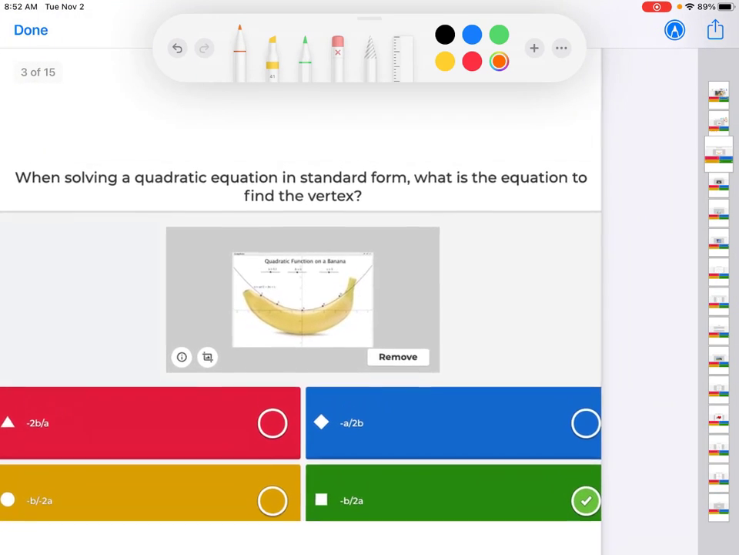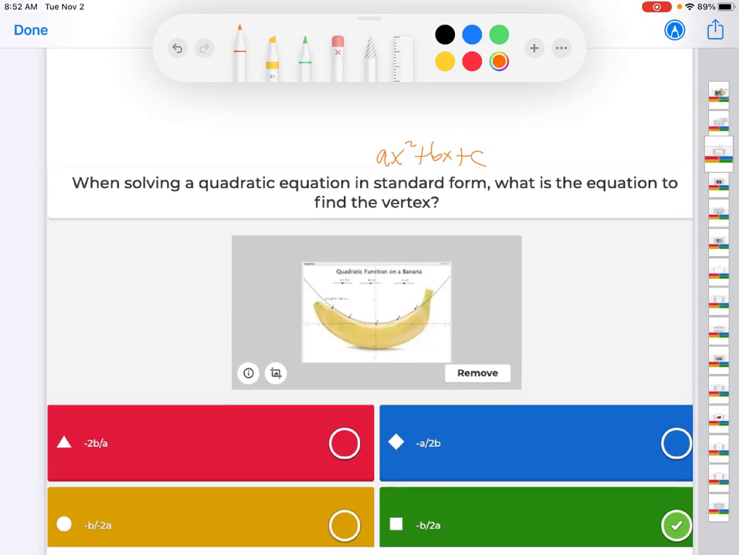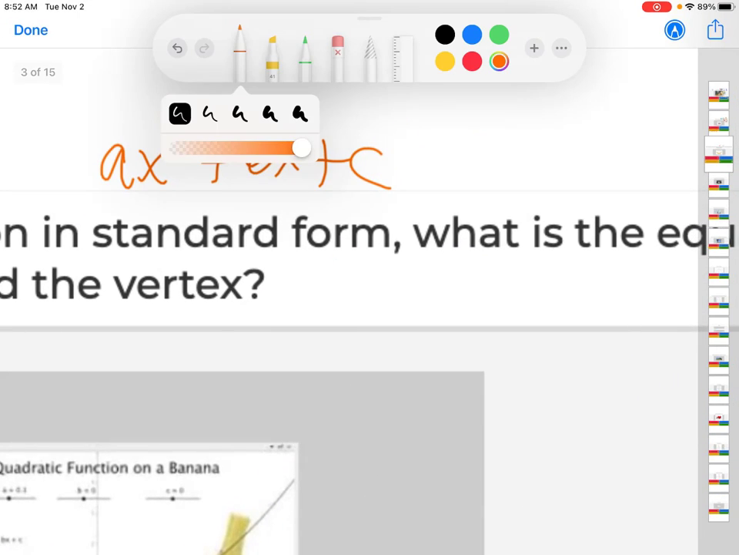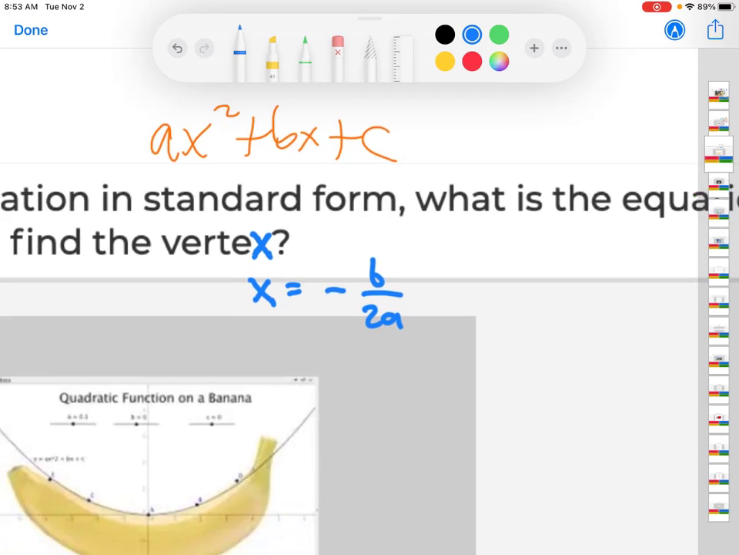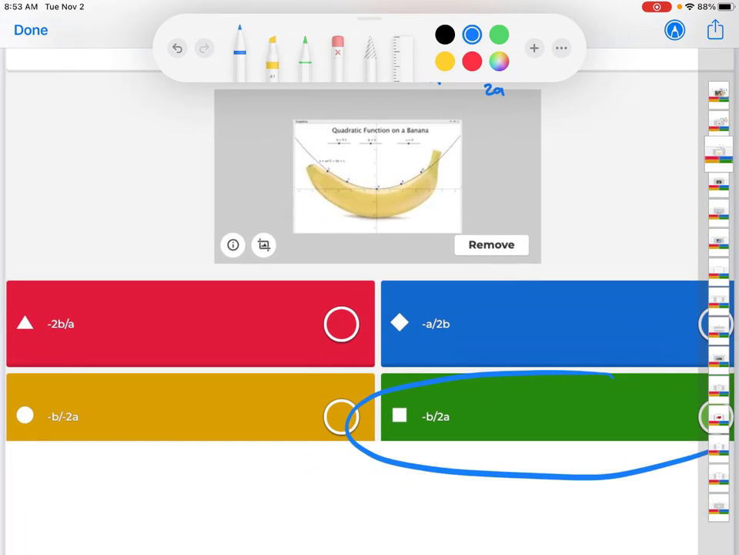Okay, when solving a quadratic equation in standard form, so standard form is ax squared plus bx plus c, what is the equation to find the vertex? My hint for this one is vertex ends with the letter x. Do you see this? And so the formula is x equals negative b over 2a. We're going to learn later on that's the beginning of the quadratic formula. And that one would be choice, that's the green one down here.